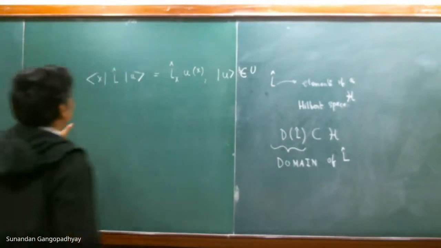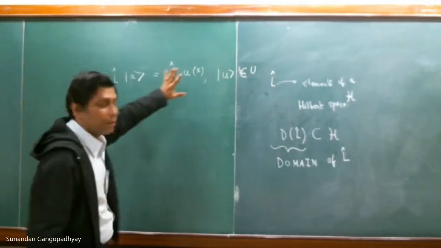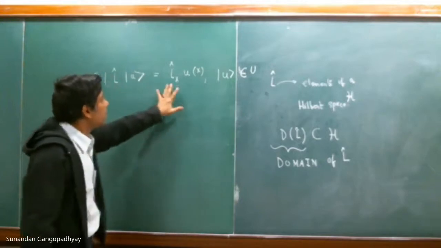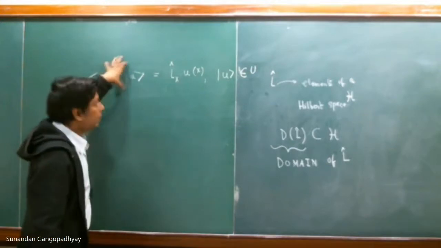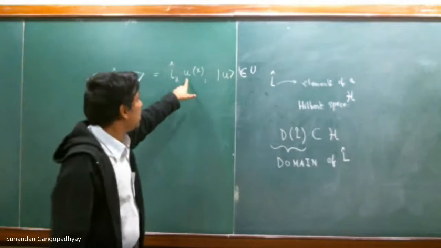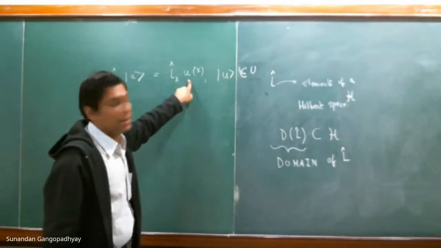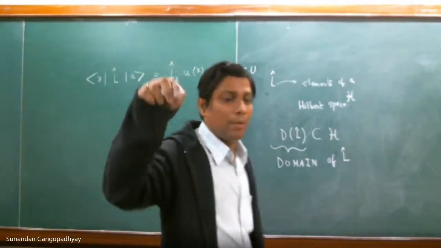So what does this equation mean? This is not an equation basically, it is some kind of a representation. This tells us that L hat can be represented by L hat X. The operator L hat can be represented by L hat X, provided L hat X acts on functions U of X. This ket U was not a function, this was an abstract vector in the Hilbert space.